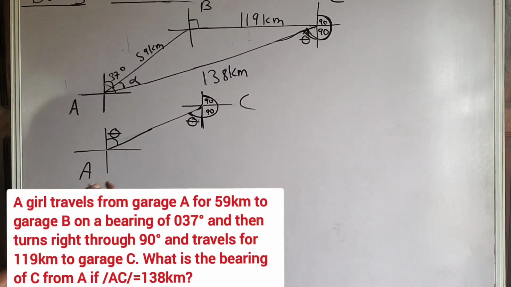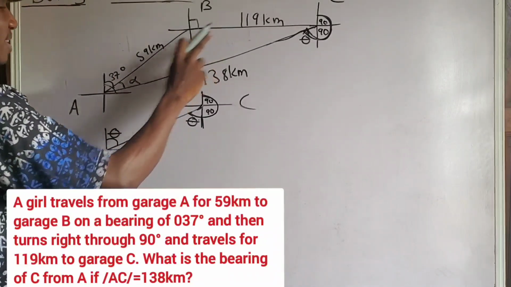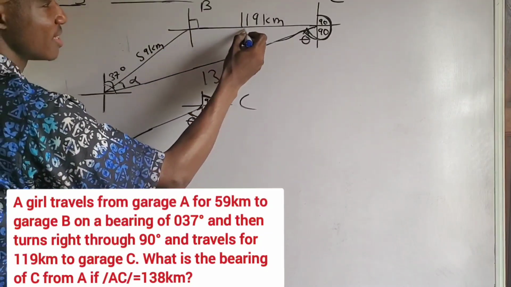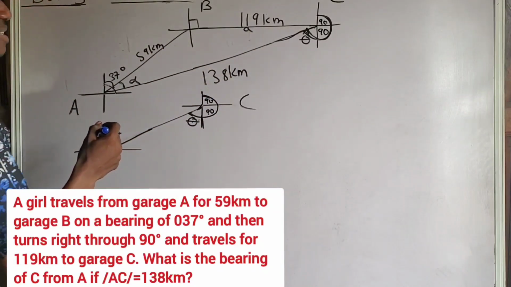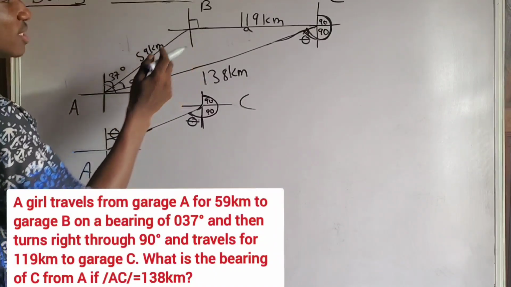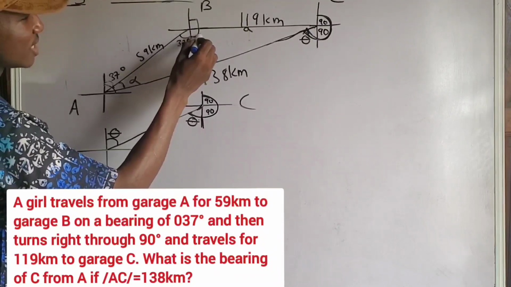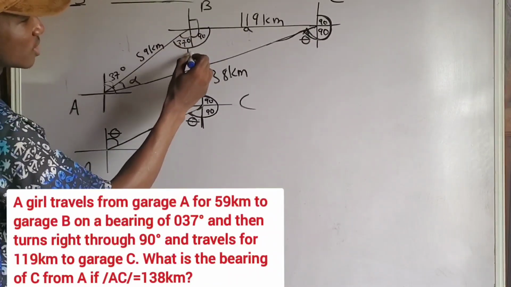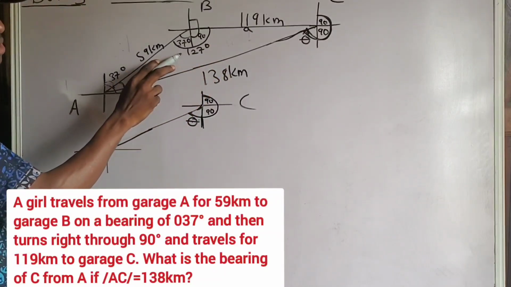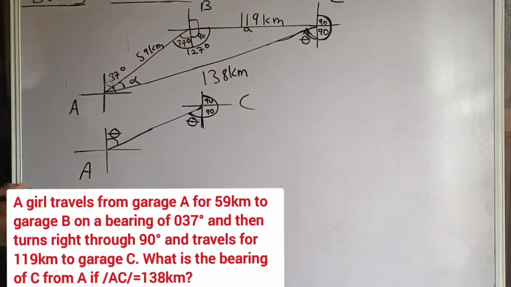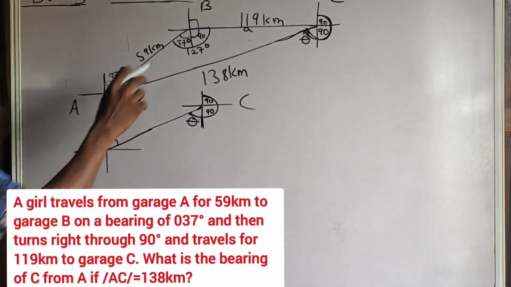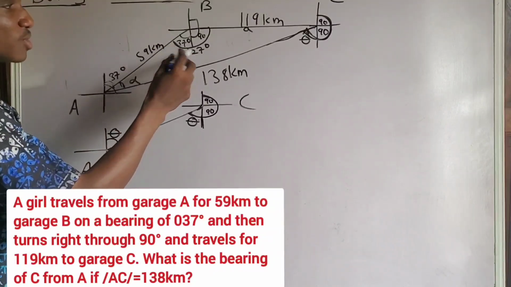To get the value of alpha, don't forget that the side that this angle faces is 119. So let us call it a. This 37 is alternate to this angle, 37 degrees, and this is 90 degrees. So the total angle that is here is 127 degrees. The reason I get this angle first is that I want to make use of sine rule to get the value of alpha. I can only make use of sine rule if I know this angle.